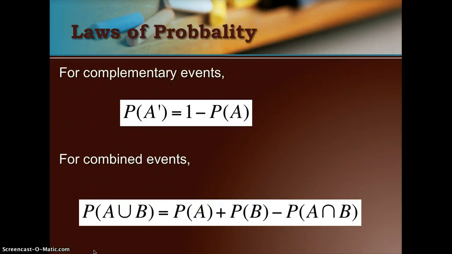Also, last Wednesday we talked about the fourth law of probability. This is for complementary events. The probability of a complement is equal to 1 minus the probability of the event. And for combined events, using AND, the probability of A union B is equal to the probability of A plus the probability of event B minus the probability of A intersection B.